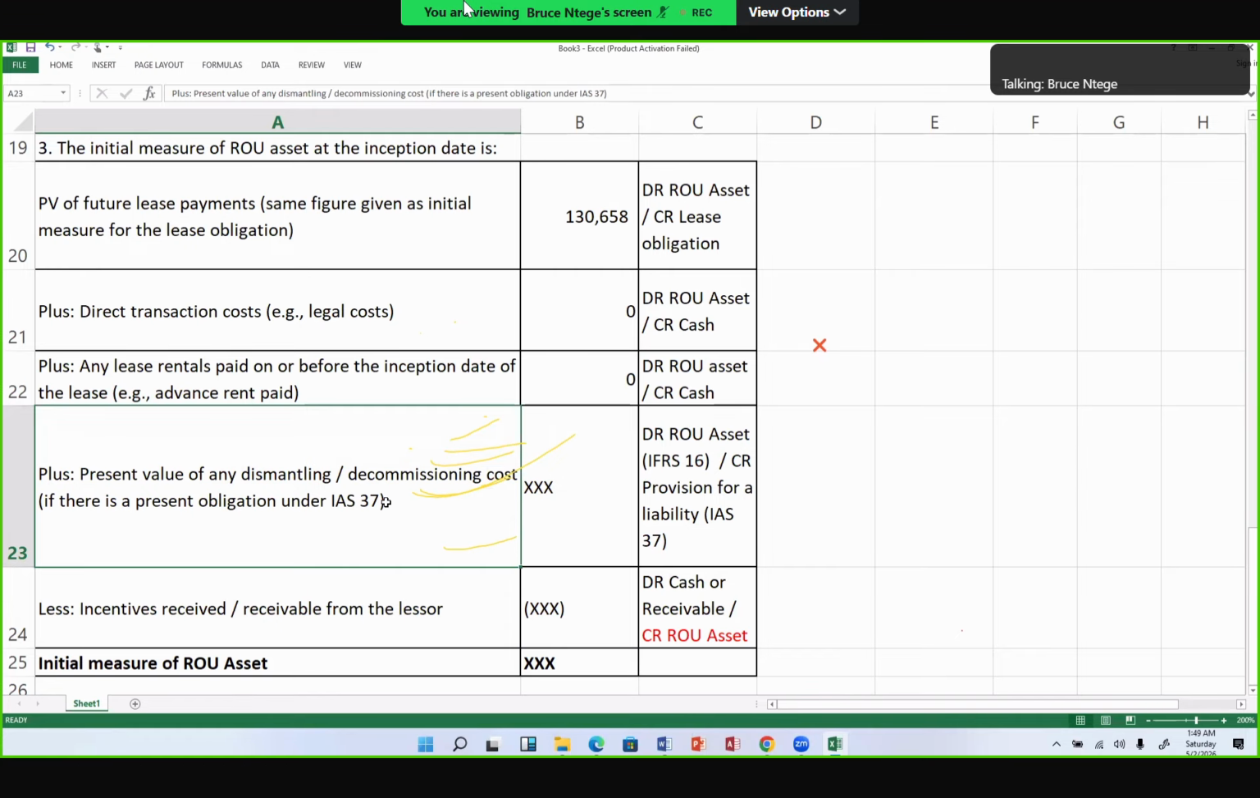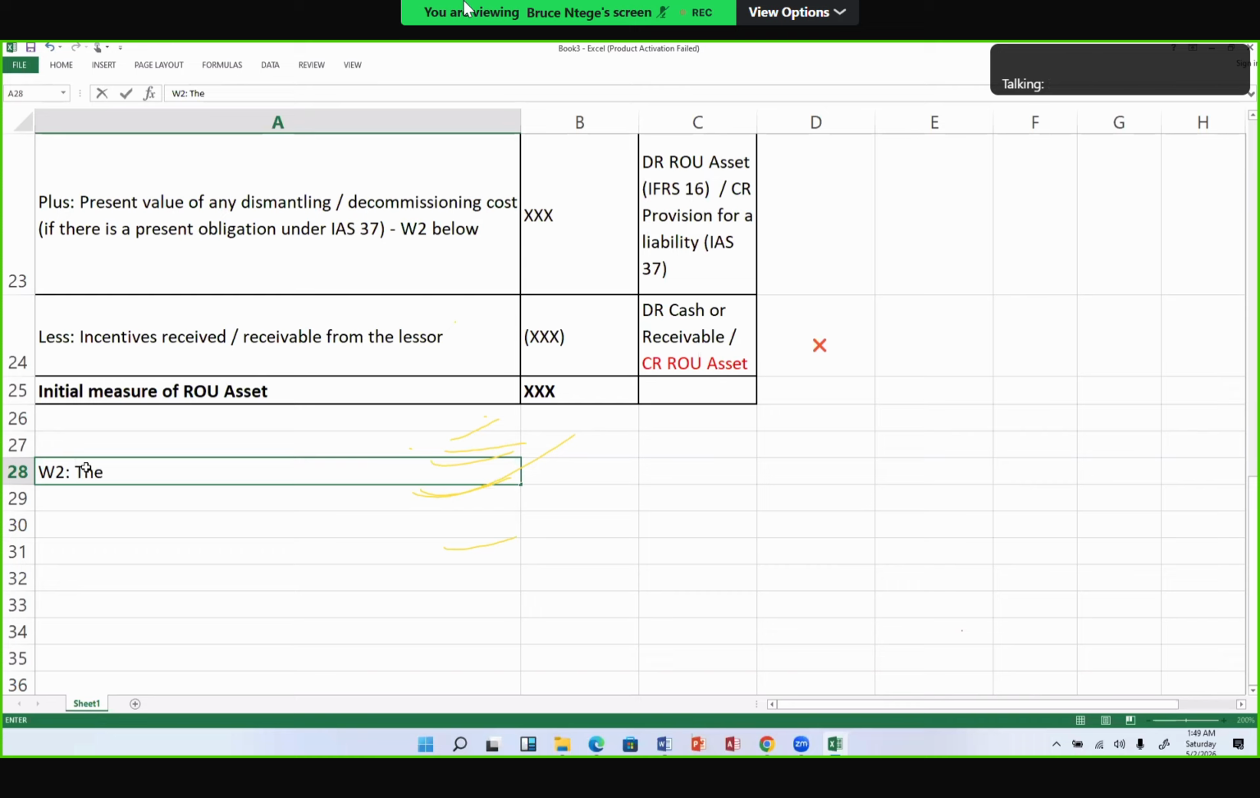Okay, so let's go and pick it. So I'll have a working 2 here, which is the present value of the dismantling cost. Recall that you're going to incur or pay that dismantling cost at the end of year 6, which is payable after this period. That is to say, at the end of year 6.